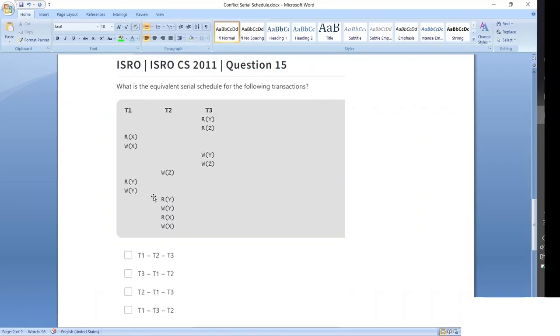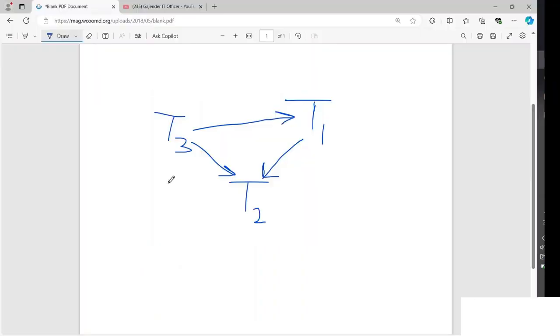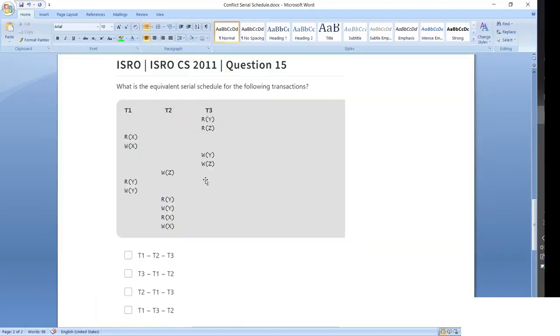Now write on X. Check any read on X by this one. Yes, T1 to T2, we have already drawn it, so no need to draw again. And write on X, no need to draw. Now check here. Read on Y, write on Y. Yes, we have already drawn from T3 to T2. T3 to T2 already drawn, no need to draw.